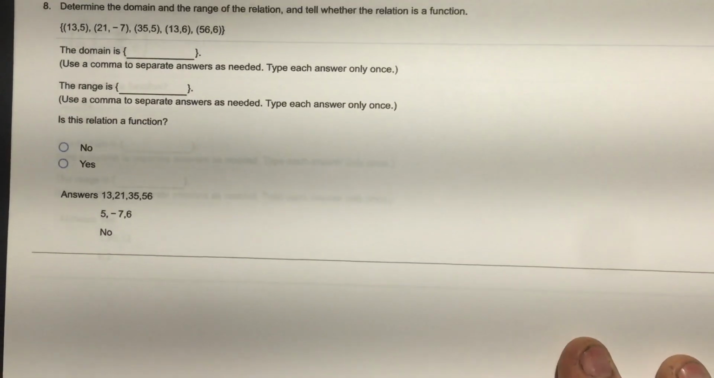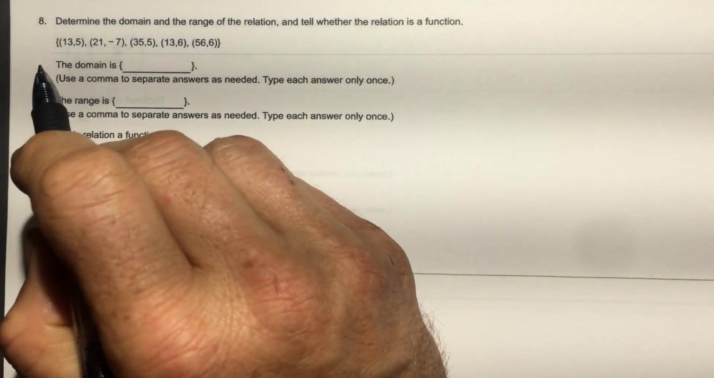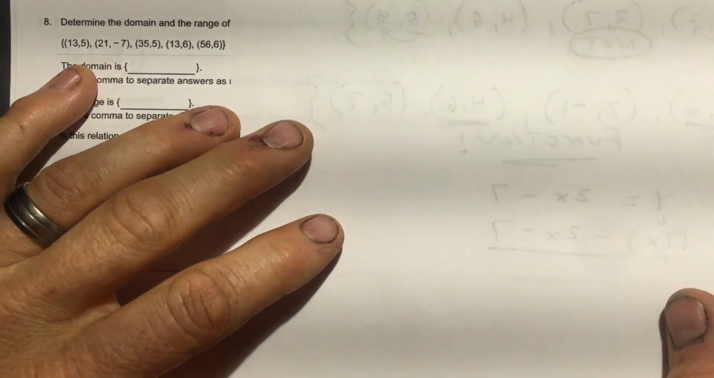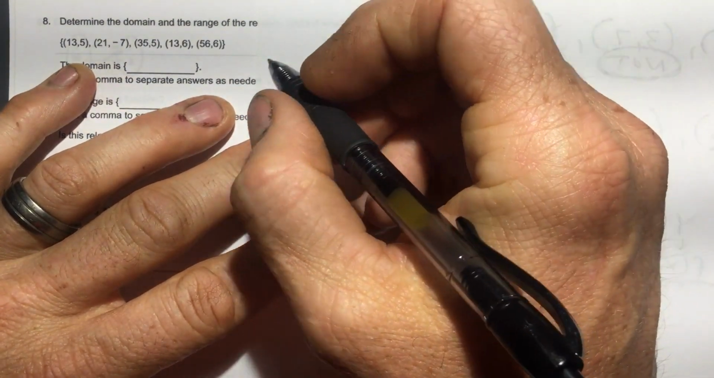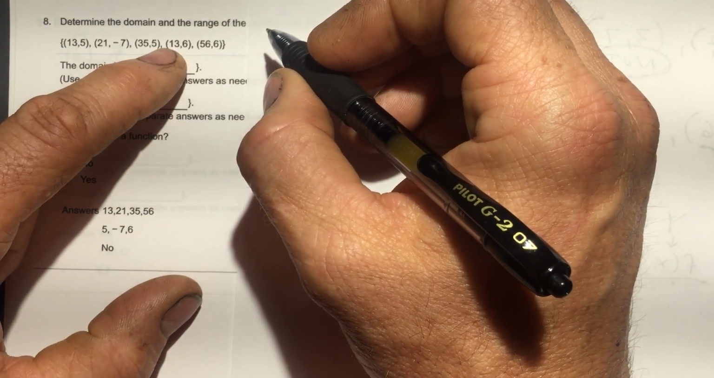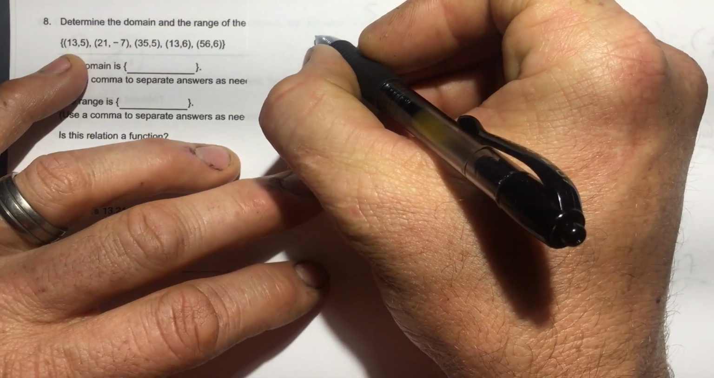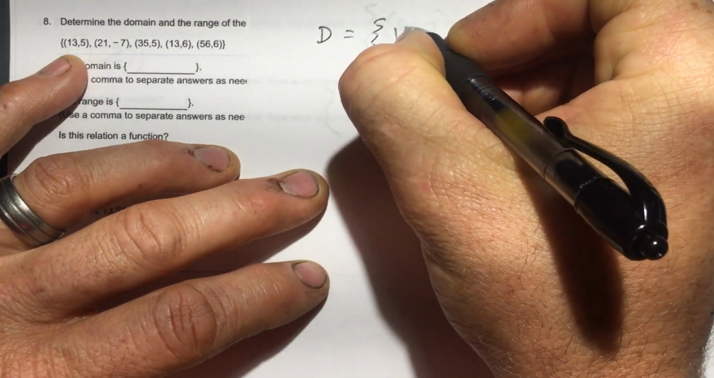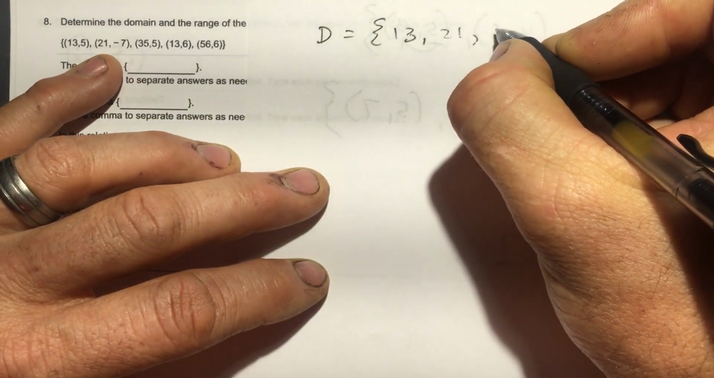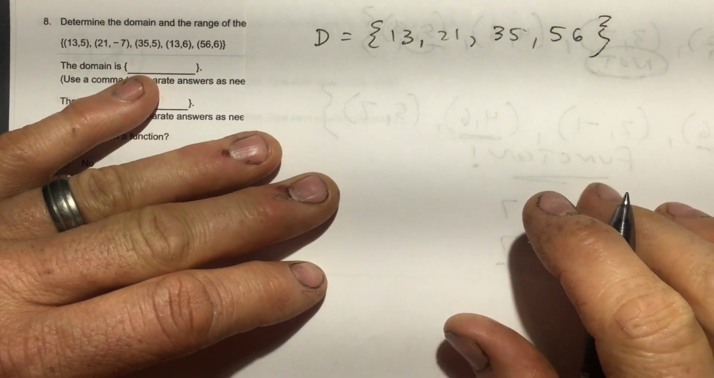Okay. What about 8 here? Is 8 a function? So let's look at it here. Well, first this is asking for the domain and range. So my domain: 13, 21, 35, 13 again. So we don't write it but one time. 56. All right. So I'm going to put these in order. So it looks like 13 would have been first, and then let's see, 21 would be next. And then 35, and then 56. These are my x values, so that's my domain.